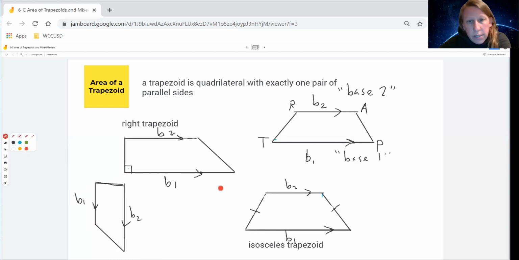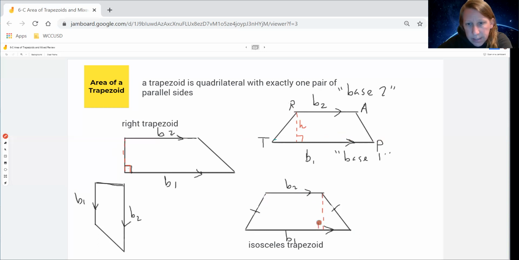Another thing that trapezoids have is a height. So the height of the trapezoid is the perpendicular distance between the two bases. So I could measure it straight down the middle. We usually measure it from a vertex to the base. Okay, so I need to know how long this is. This is going to be the height of the trapezoid. Again, I could measure here or straight down the middle. Maybe I'll be a little weird and measure it here.